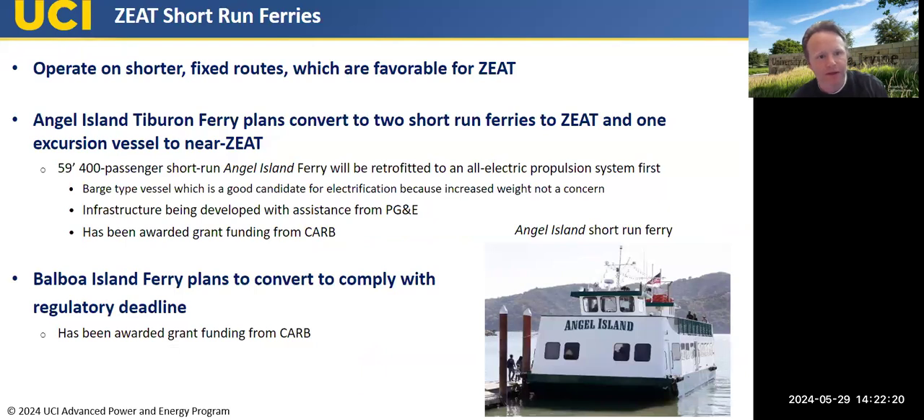So short-run ferries. Some ferries make sense for ZEAT because they operate on fixed routes. They have loading and unloading times at each point that could potentially be used for refueling or charging. So they're somewhat favorable for ZEAT, some ferry routes. Of course, there are other ferry routes that are very challenging for ZEAT, any that require higher power or longer ranges, for example. And one of the points that I'll make throughout this entire presentation is that you cannot look at a vocational level when you're talking about feasibility of ZEAT. You have to look at the individual vessel and individual operating location when you're making those types of determinations.